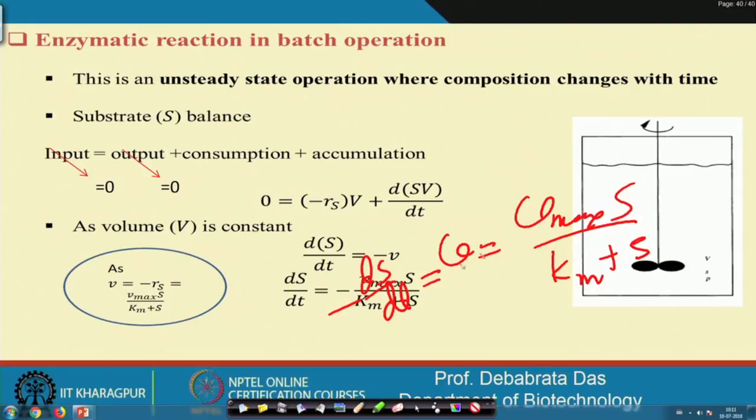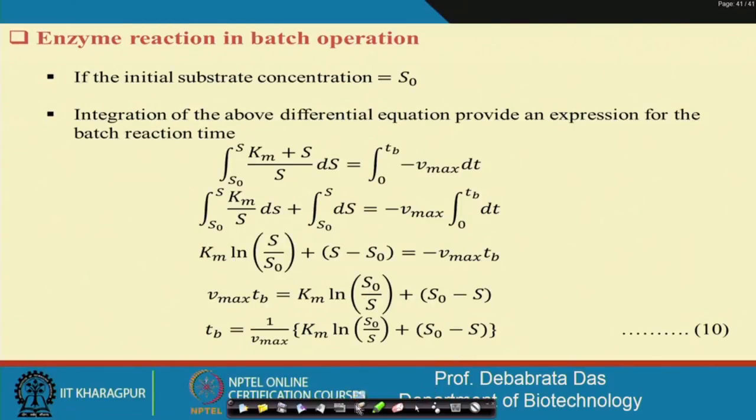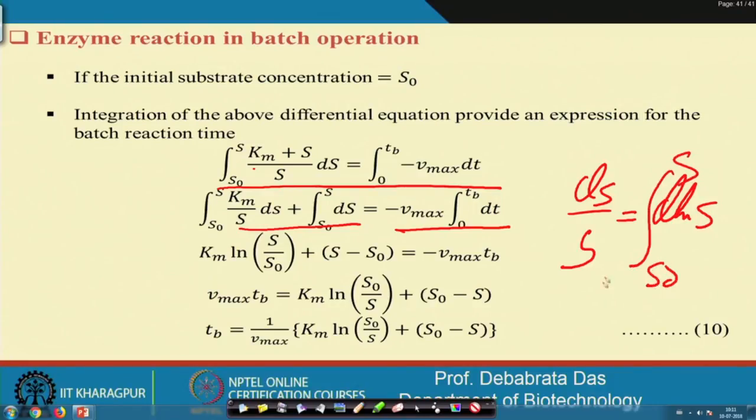Now, I can bring it here, we can exchange like this, and if we exchange, then we will come to this kind of equation: (Km plus S) by S into dS. So, this equation will come. Then, if you analyze this, this will be Km into dS by S, and dS by S is d ln S, am I right? Now, if you integrate from S_0 to S, then what will happen? Km ln(S by S_0), and then dS gives S minus S_0.